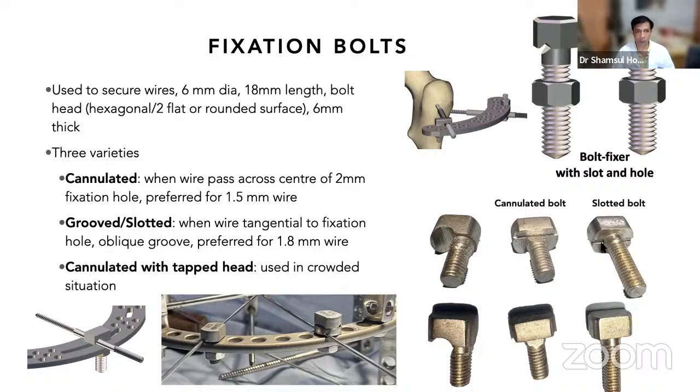So this is the cannulated one. It is labeled the opposite way. This is the slotted one. In cannulated, the wire passes through the center. In the slotted, we have it on the side, and the wire can pass from here. And this is the taper. This is another one. You can just put it for the nuts.